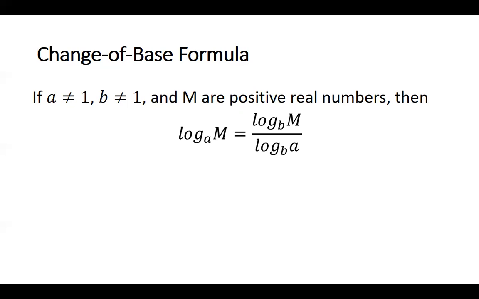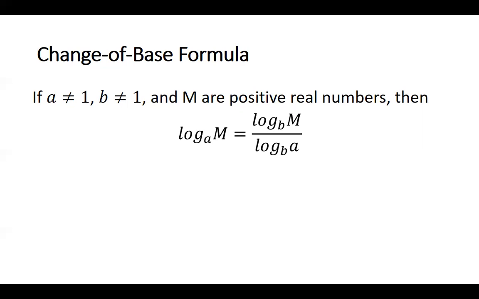So if A is not equal to 1 and B is not equal to 1, and M are positive real numbers, then the log base A of M is equal to log base B of M over log base B of A. So basically what it's saying is that if you have a log with a certain base of some value, you can find that log by using a common base and just taking the log of that value over the log of the original base. So B can be any common base.